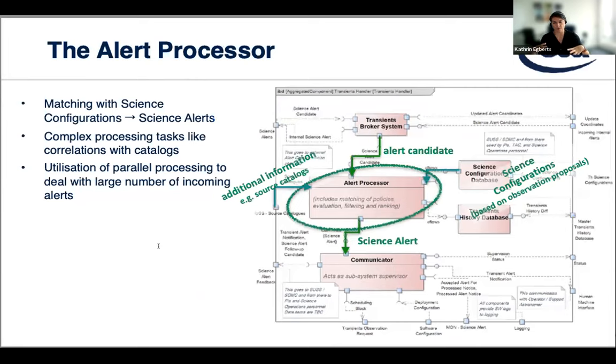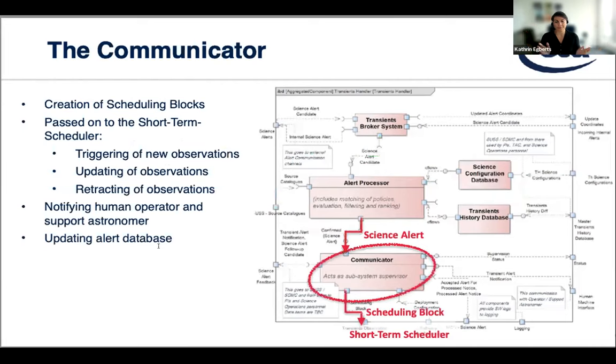Then once we receive the information, this matching will happen with our observation proposals. And here we can also fold in additional information like source catalogs, for example, as I mentioned, for this tiling for gravitational wave follow-up observation. And to speed up in the case of a lot of alerts, we will use parallel processing for this. And then the last part will simply be to pass this on to our short-term scheduler, and notify our human operator and the support astronomer.